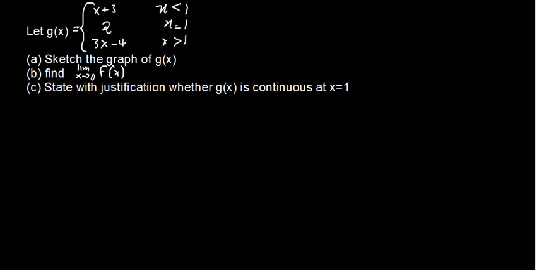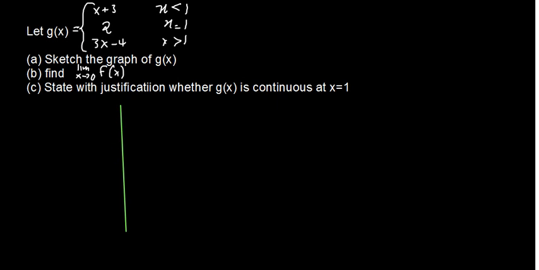Let g of x be equal to x plus 3 when x is less than 1, 2 when x is equal to 1, and 3x minus 4 when x is greater than 1. Sketch the graph of g of x. Well, to be able to sketch this one, we know the critical point that we are talking about here for x is 1. So even as we get to work out, we need to pay attention to 1, right?